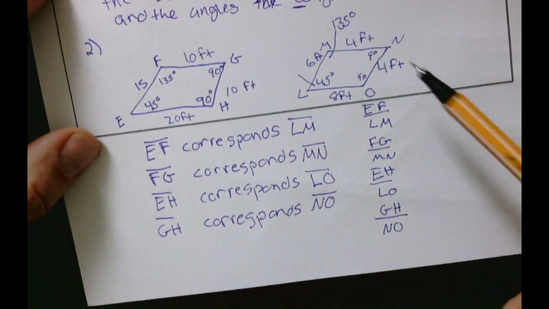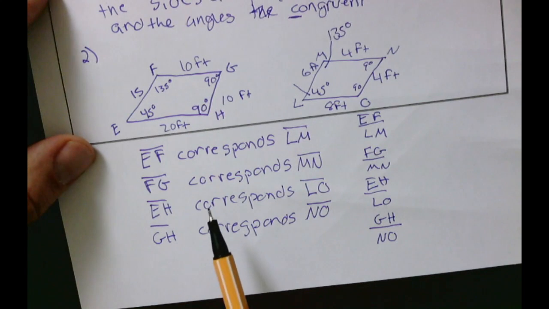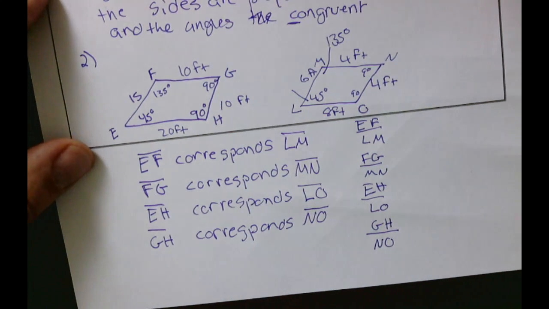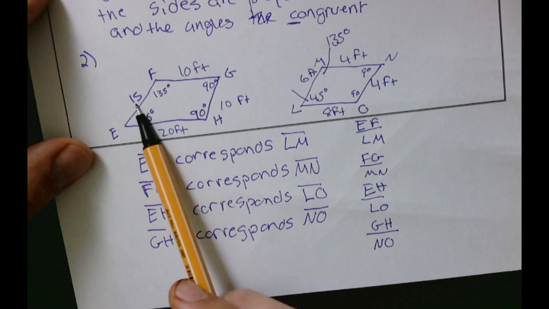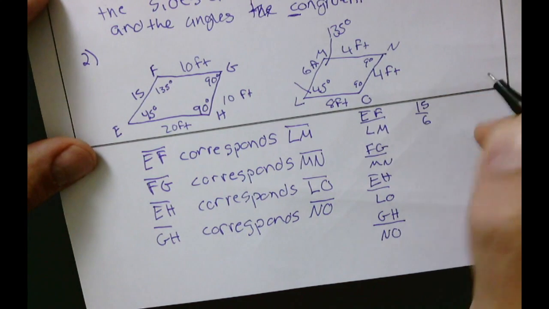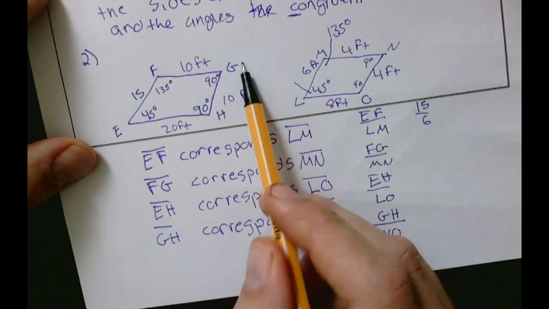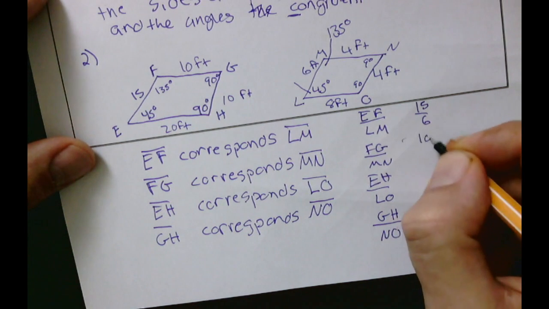Now we've identified what our ratios are relative to our corresponding sides. Do you know what we're going to do next? Well, we're simply going to write the numbers in there. So we've got 15 over 6. We've got F G and M N, so we've got 10 over 4.